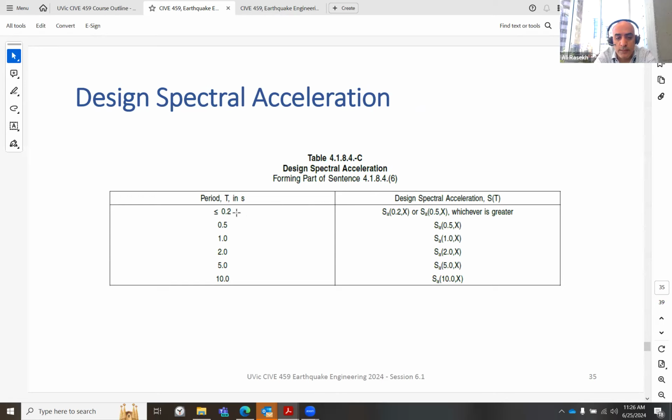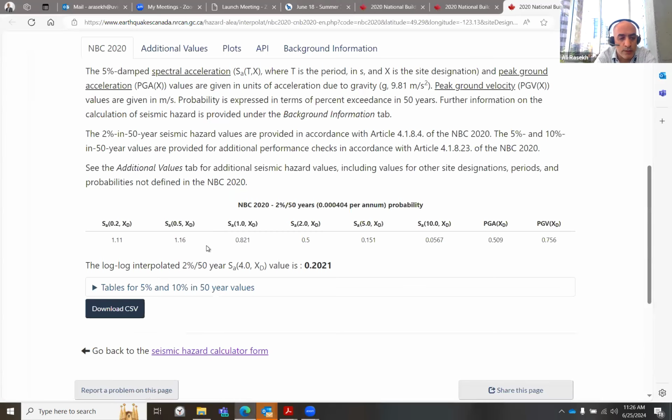If the period is less than 0.2, like if you have a 1-story building, use the maximum between the values you are reading. The code wants to make it conservative. We may explain this later on, but we don't worry right now. We just obey or follow whatever the code tells us. Use the maximum value between 0.2 and 0.5. So let's see what we had for my location. For my location, they're almost identical, a very slight 5% increase to 0.5.